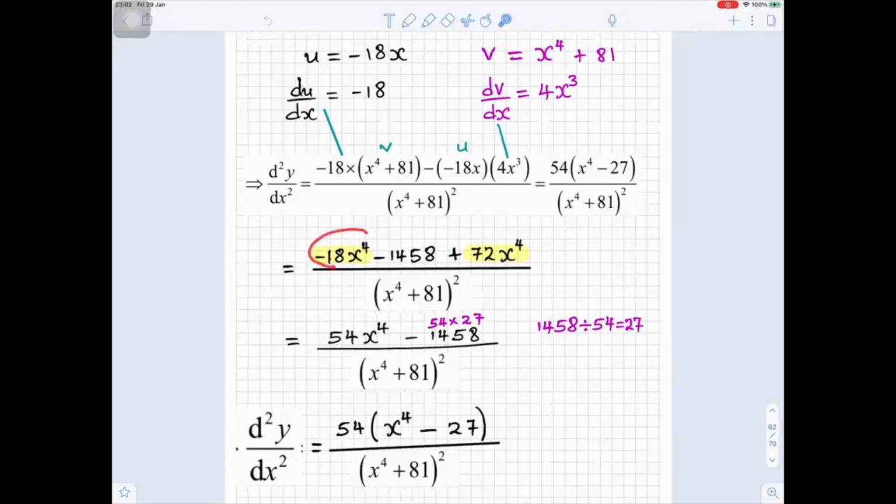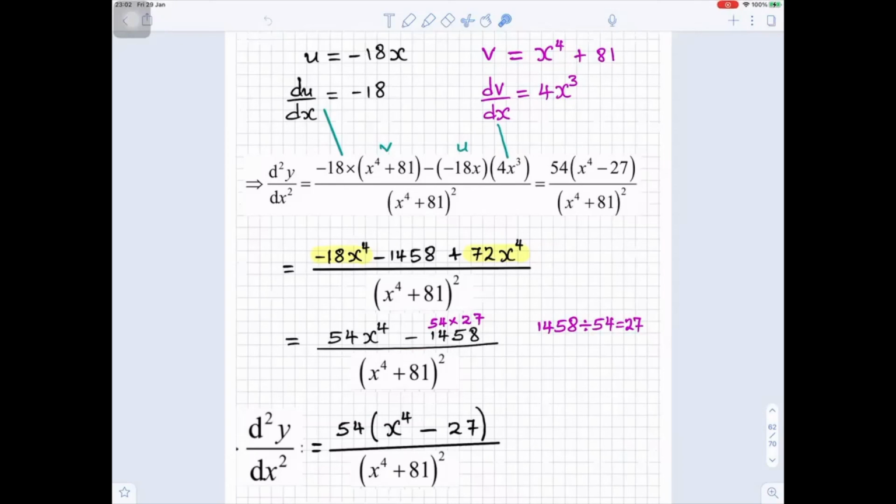Now the ones I've put in yellow, you combine them because they all have x^4. So minus 18x^4 plus 72x^4 is the same as 72 minus 18, and that gives you 54x^4. And you can write 1458 as 54 times 27, because 1458 divided by 54 is 27, divided by x^4 plus 81 squared.